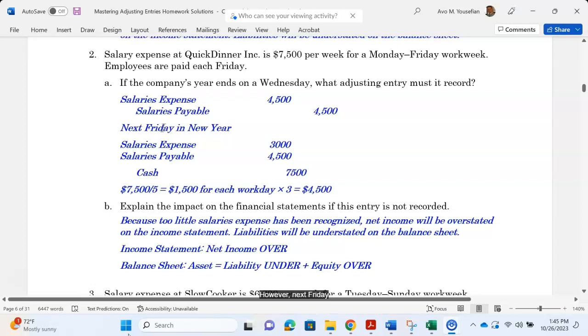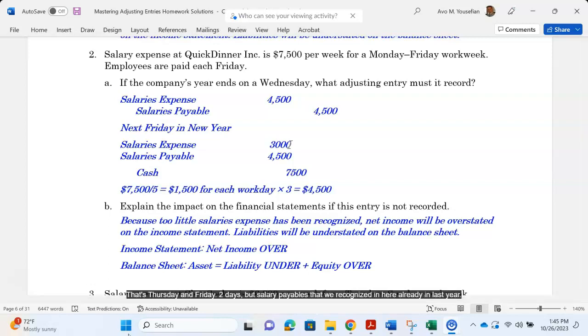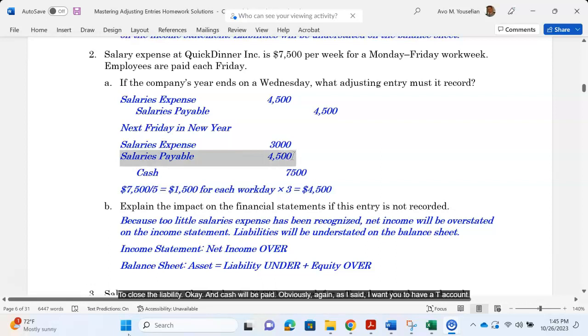However, next Friday, the New Year comes, right? It's already in the new year. So what's going on Friday? On Friday, the salary expense will be recognized for $3,000, which is just 2 days. That's Thursday and Friday, 2 days. But the salary payable that we recognized already in last year's financial statements needs to be closed. The liability needs to be closed. So here is a credit, and here you debit that to close the liability, okay? And cash will be paid.